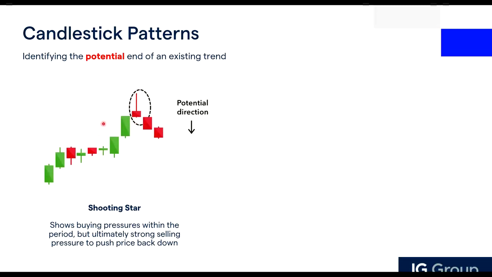And then again, you can see this at any point in the chart, but typically there's more meaning to it, right? If this pattern is forming at the end of an uptrend. Okay, so it's a potential bearish reversal pattern.